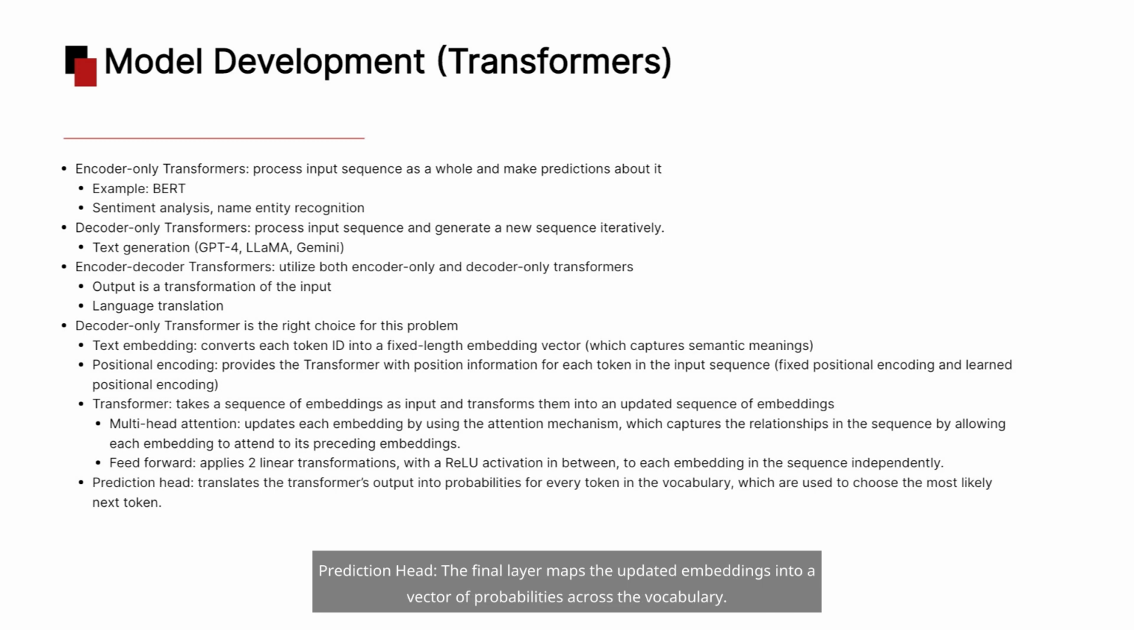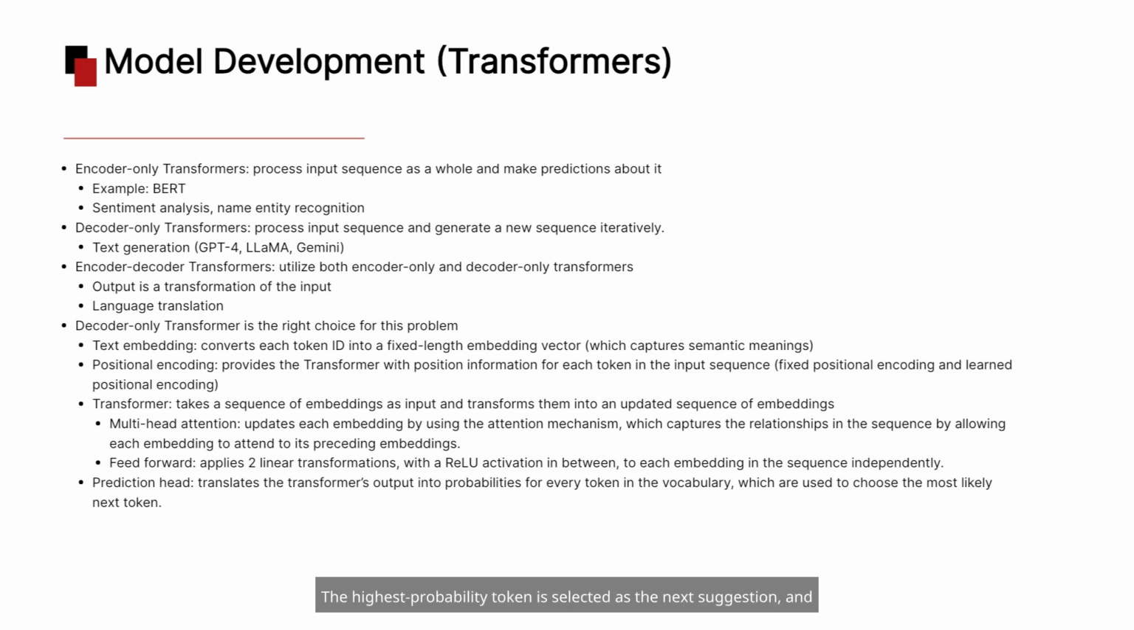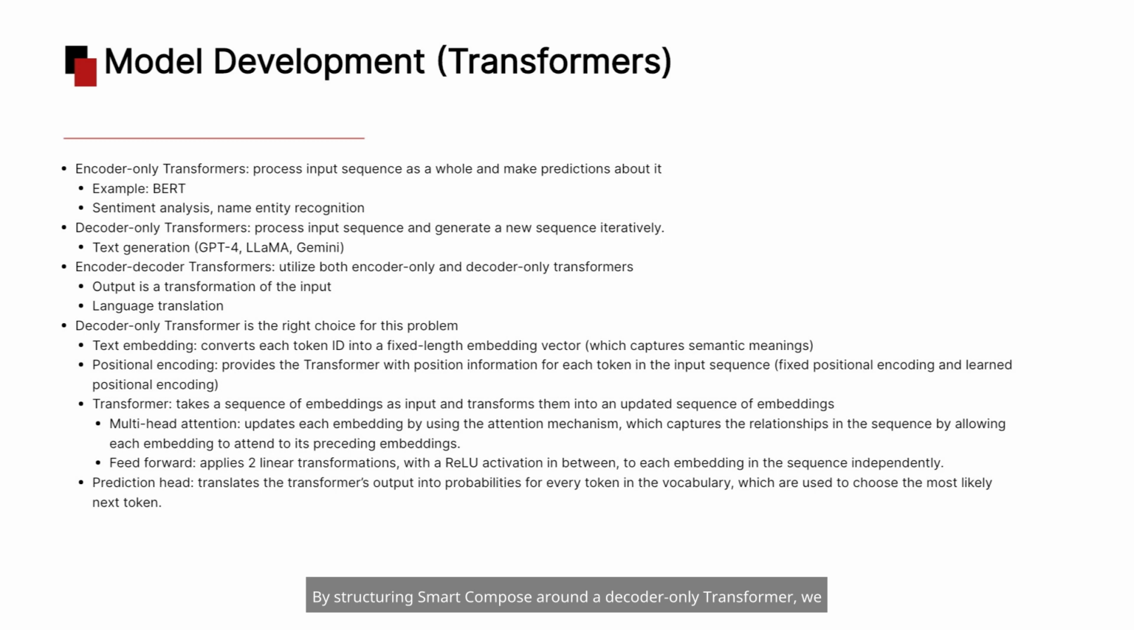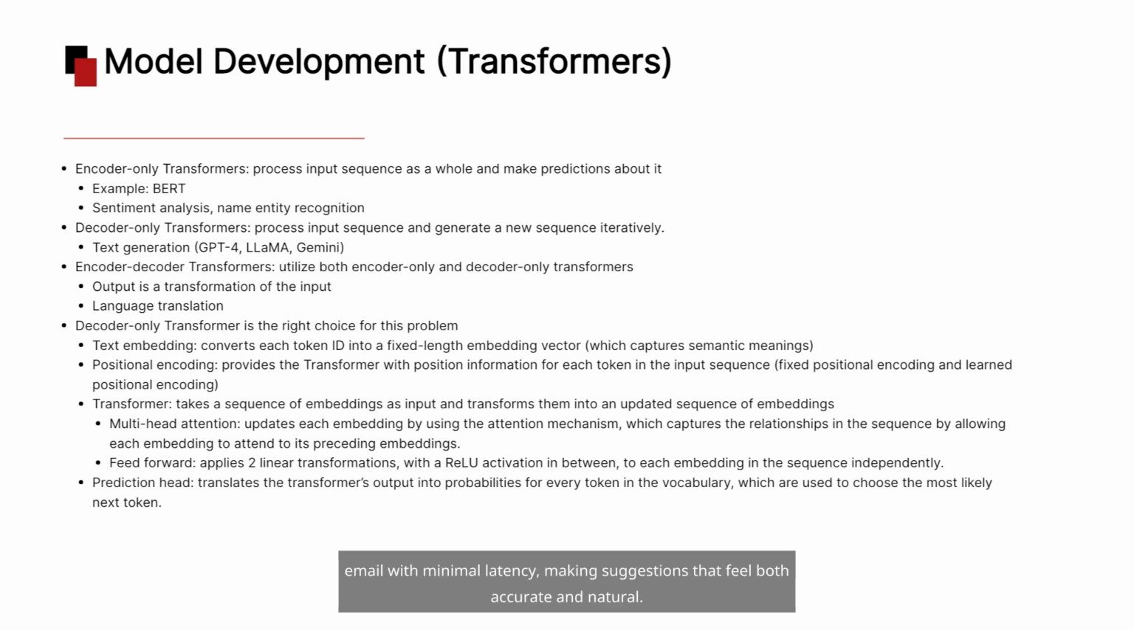Prediction head. The final layer maps the updated embeddings into a vector of probabilities across the vocabulary. The highest probability token is selected as the next suggestion, and this process repeats until a stopping criterion is met, e.g., end of sequence token or user input interruption. By structuring Smart Compose around a decoder-only transformer, we can continuously predict the most relevant continuation of a user's email with minimal latency, making suggestions that feel both accurate and natural.